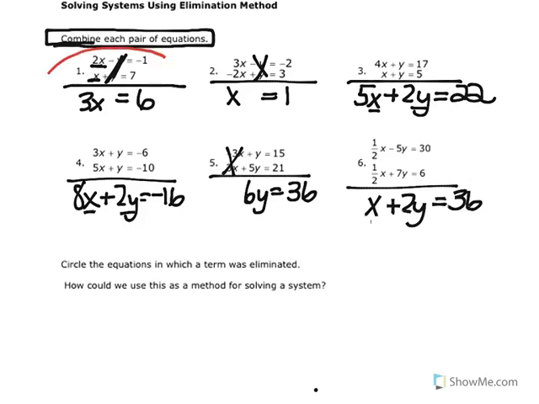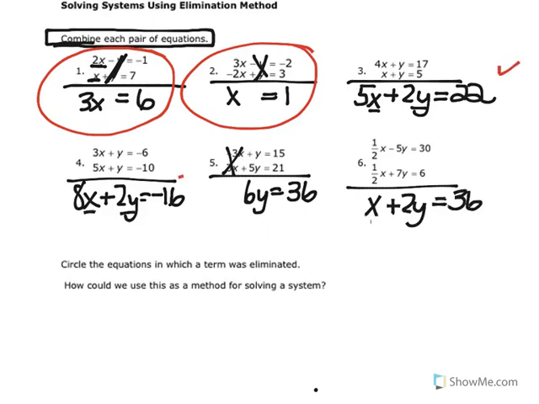So on this one, the y was eliminated. On number 2, the y was eliminated. Nothing was eliminated here. Nothing was eliminated there. And here, the x was eliminated. And then on the last one, nothing was eliminated. So it says, how then could we use elimination as a method for solving the system?